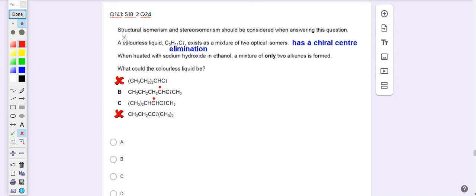Now this question asks us to consider structural isomerism and also stereoisomerism. So if you get two alkenes, but one of the alkenes has cis-trans isomers, that would be considered as three alkenes. That is what it meant by we should also consider stereoisomerism. Now let's together start working from B. I'll draw the structure of the halogenoalkane.